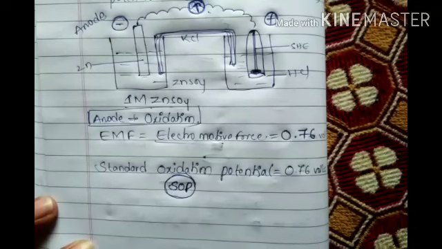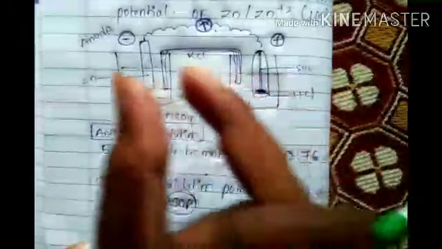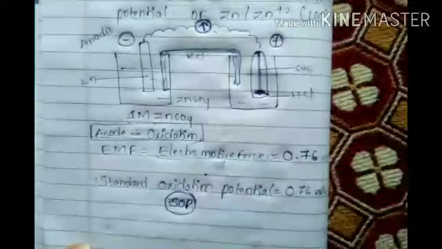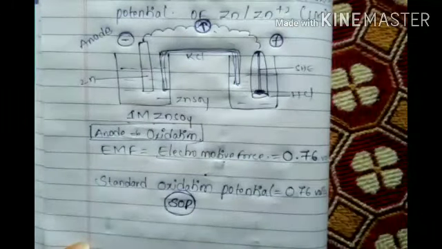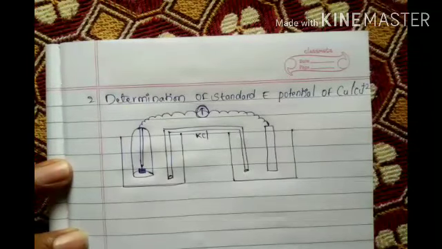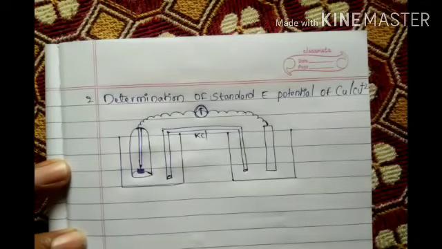Okay. Now let's change the SHE. Now let's remove it from here, keep it here. Now here copper sulfate solution and copper rod, fix it. Okay, left side and right side. Next one we are taking, determination of standard electrode potential of Cu2+. Here Cu2+ replaces Zn.